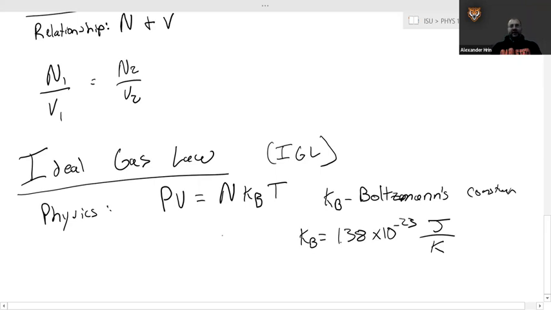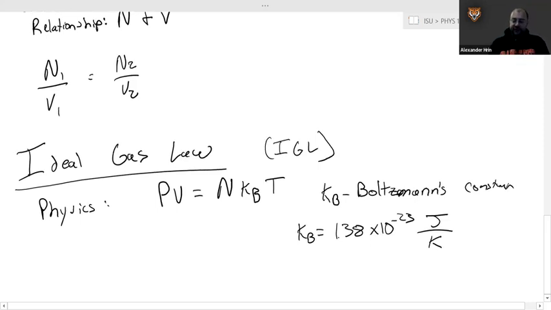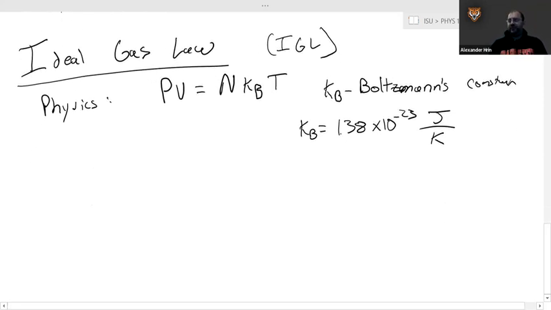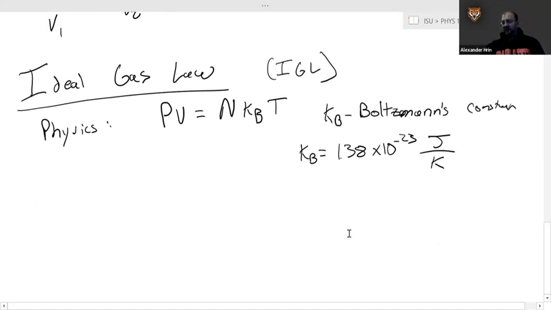Molecules don't have a unit; that's just a counted number, so there's no unit to cancel out with the N. The Kelvin is to cancel out with the temperature. You can check that if you multiply pascals, which is newtons per meter squared, times volume, in meters cubed, you get newton meters, which is just a joule. So that's the units of Boltzmann's constant, joules per Kelvin. That would be the physics version.